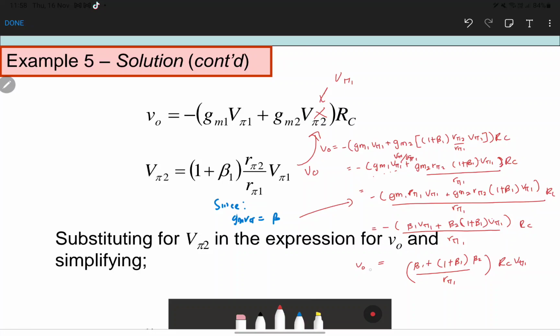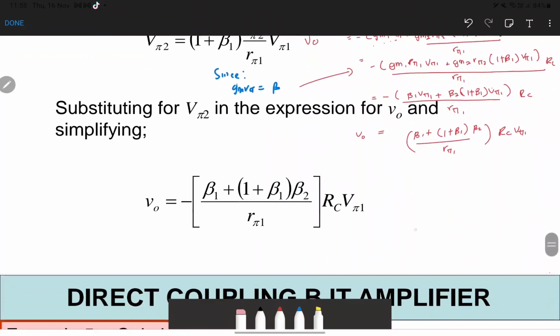So we got the new equation for V out. V out equals beta 1 plus (1 plus beta 1) times beta 2 over R pi, RC times V pi 1. Okay, got this.